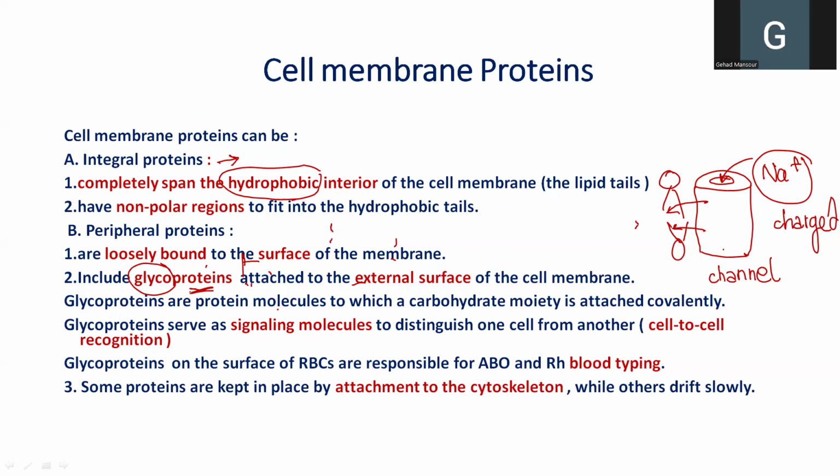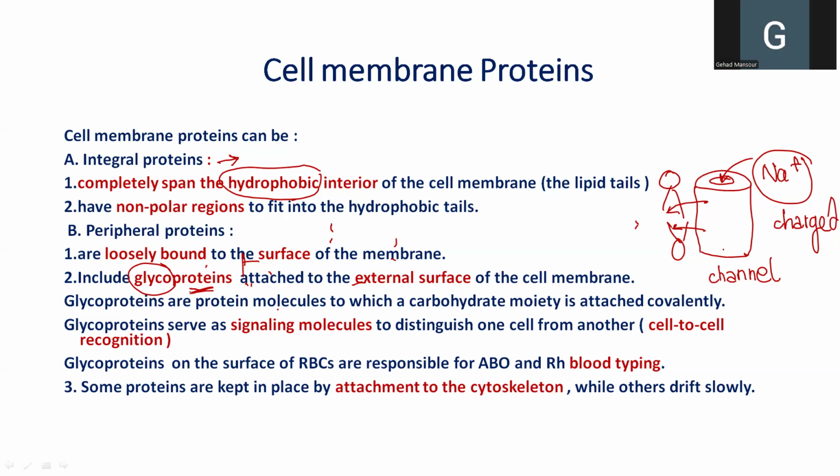Signaling molecules in what sense? Does this mean that they come from other cells to signal the cell? No. Here, the glycoproteins serve as signaling molecules, meaning that they help distinguish one cell type from another cell type. So blood cells, for example, will have peripheral glycoproteins of a particular structure. Skin cells will have peripheral glycoproteins of other structures.